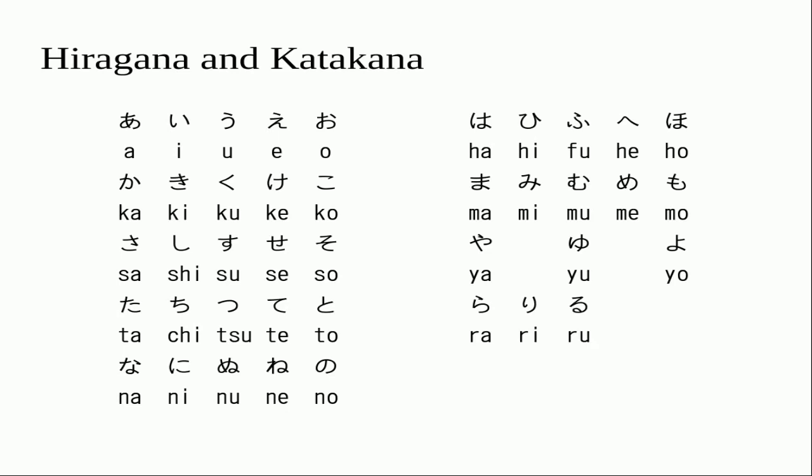Ra, ri, ru, re, ro. Now, bear in mind that this r sound is actually very soft. It's closer to an L sound in English, sort of like a l sound, right? But it is still a r, even though it's close to this l. So it's ra, ri, ru, re, ro.